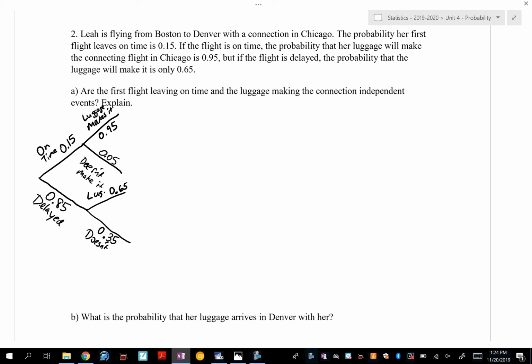Okay, now, whenever you're working with a tree diagram, to go across the tree, you're going to be thinking multiplication. Okay? So watch this. The probability that her flight is on time and her luggage makes it is going to be what? So flight is on time and the luggage makes it. It's 0.15 times 0.95.